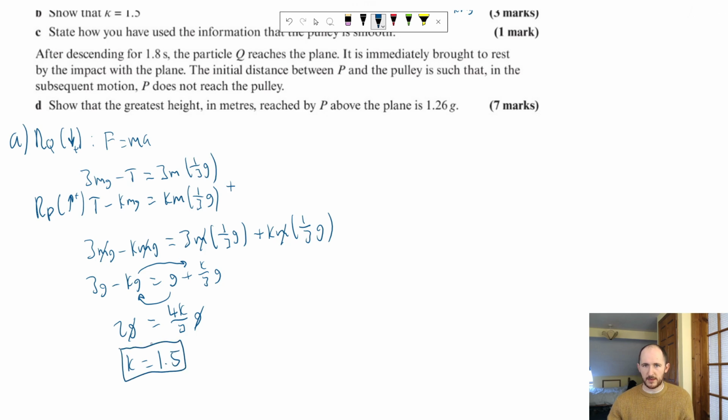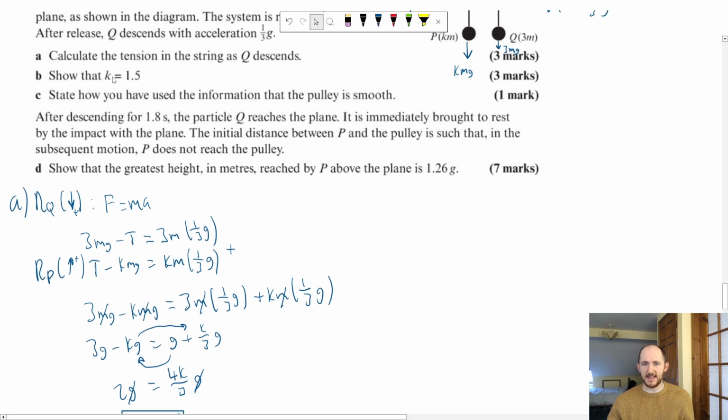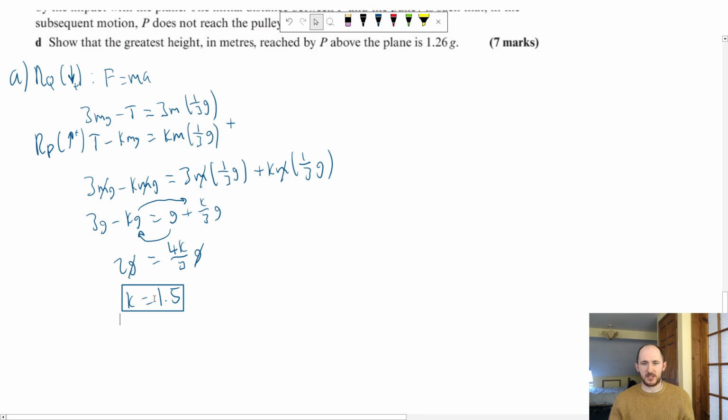Now again, that's not the question. However, look at part B. Show that k is equal to 1.5. Good. So we've actually done part B, which is fine. What we can do now is label that as part B, and that counts.